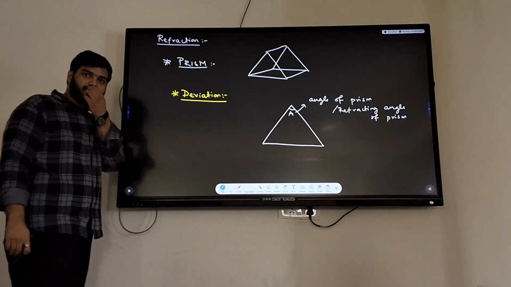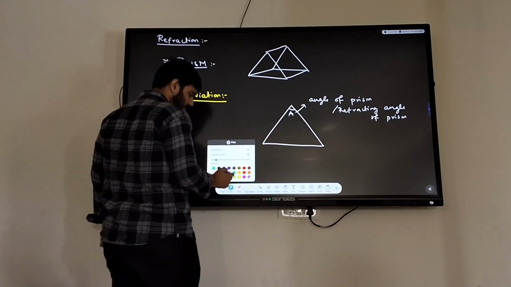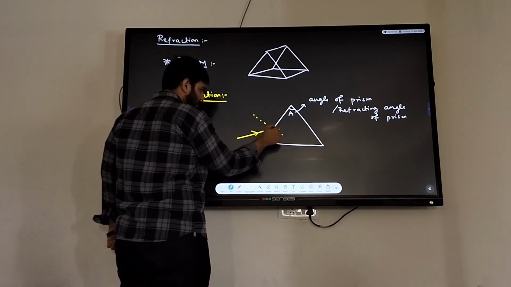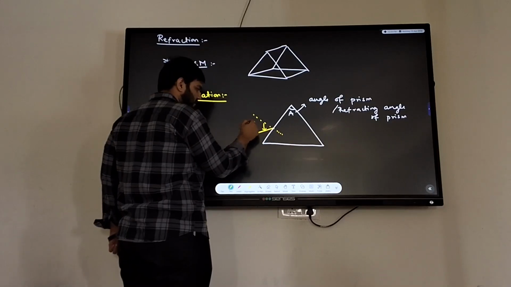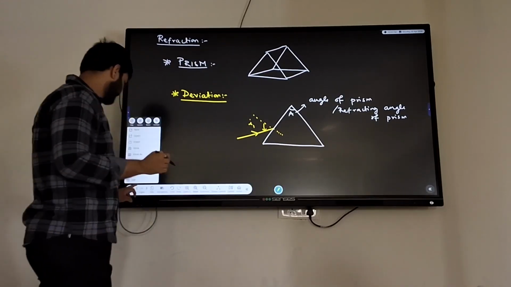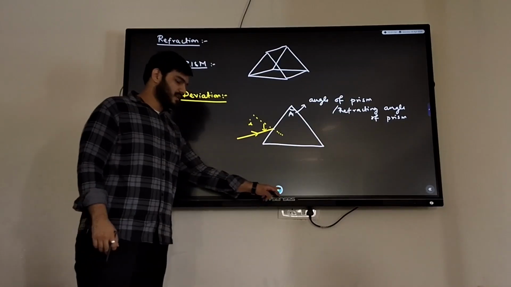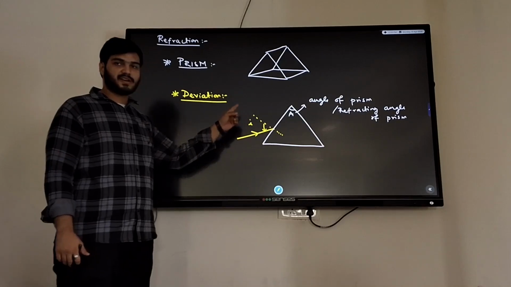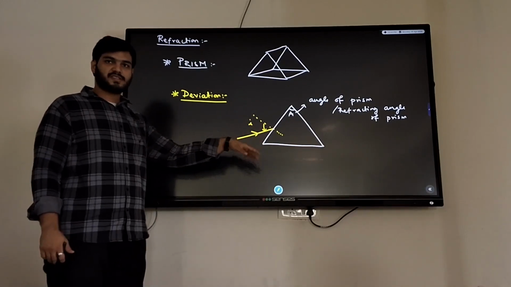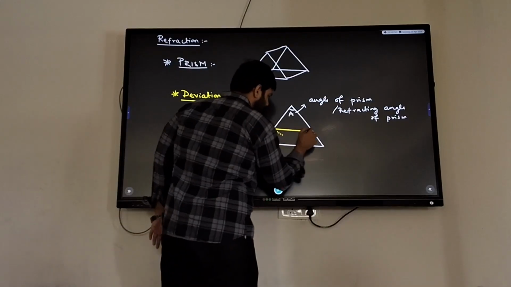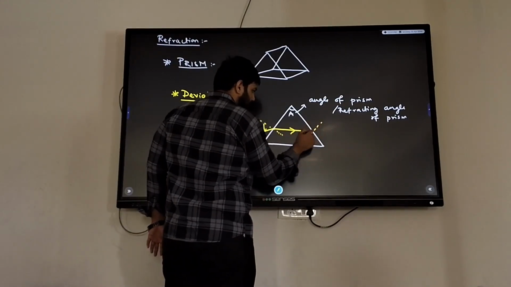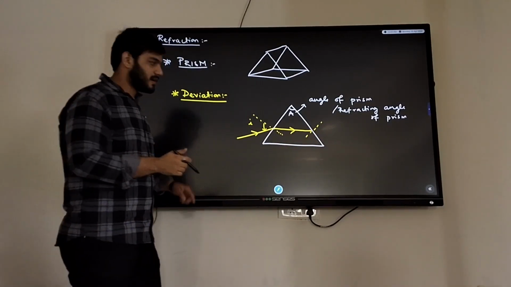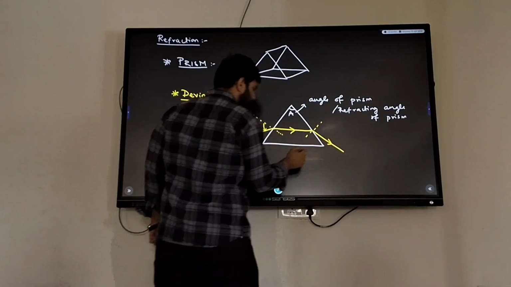Let's say the incident ray comes like this. This is my normal. What is this angle? Let's call it angle I. That's the angle of incidence. After refraction, what will happen? Let's assume that outside is air. Then it bends towards the normal, no? It goes like this. It will suffer another refraction, and then where will it bend? Away from the normal, like this.